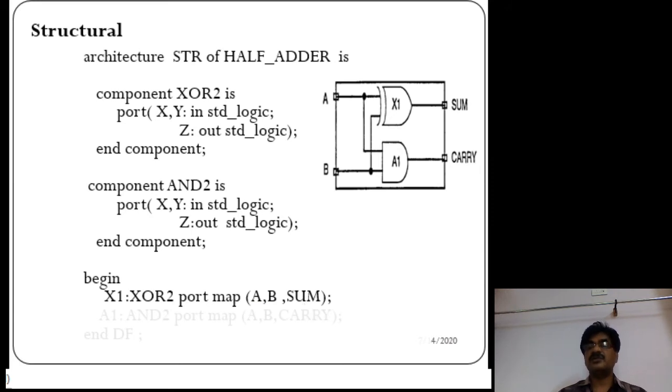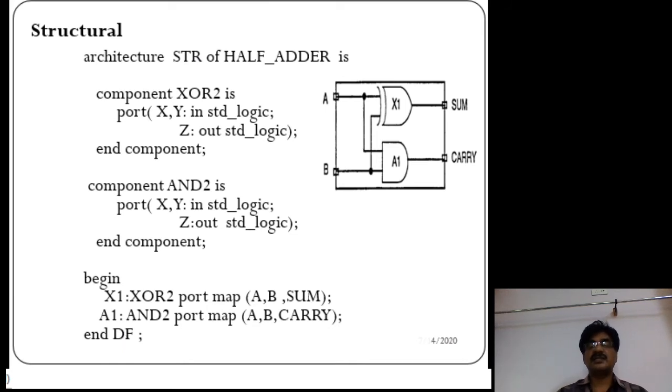Coming to the instantiation statement for the AND gate, again start with the label name. Its label name is A1, then colon, the component name for the AND gate is AND2, then port map of its inputs A comma B, and the AND gate output is carry. So this is the instantiation statement for the AND gate. Finally, end with the architecture name. Here the architecture name is STR, so instead of DF you have to write STR.